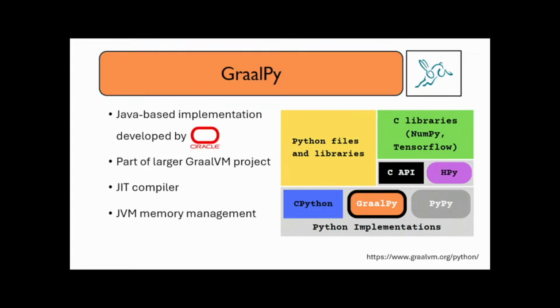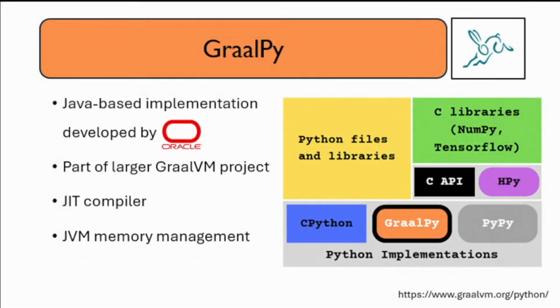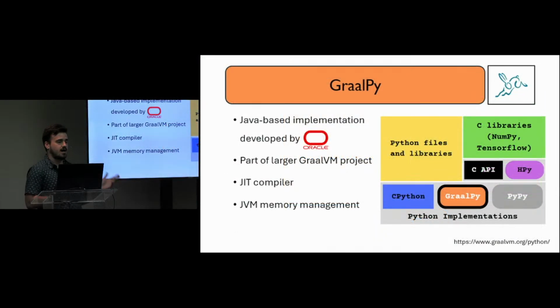Secondly, we have GraalPy. GraalPy is a Java-based Python implementation developed at Oracle. Full disclosure: as part of my master's research, I did an internship at Oracle, and Oracle also funded some of the research, so just so you're aware. There's no bias there. GraalPy forms part of a larger GraalVM project, which is a specialized JVM being written by Oracle.